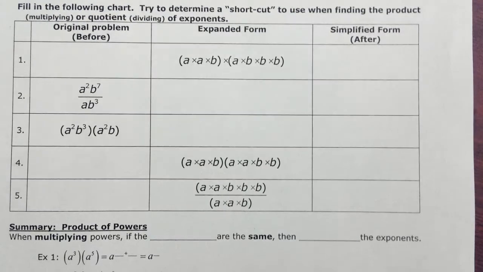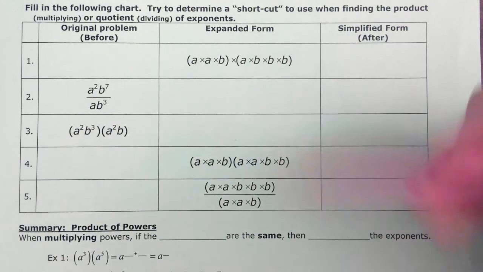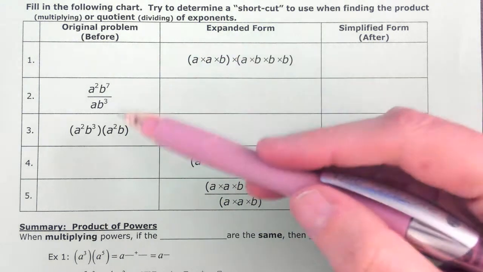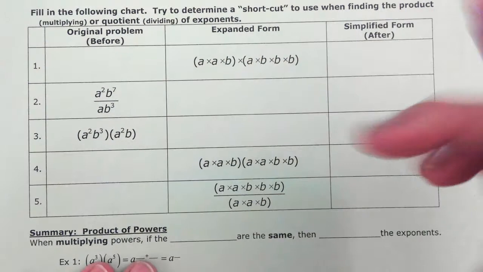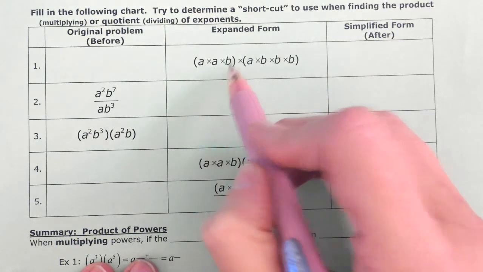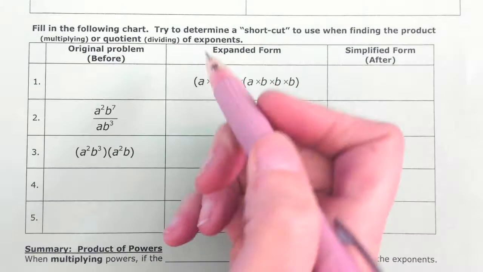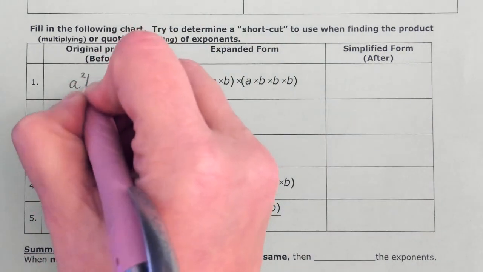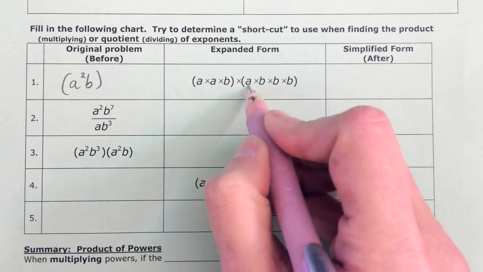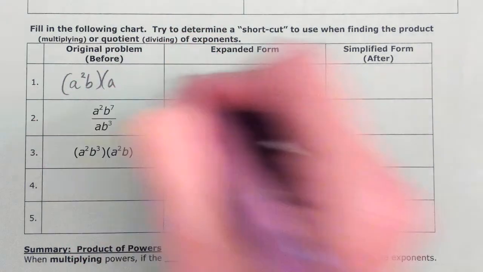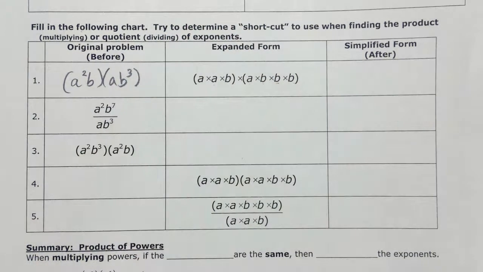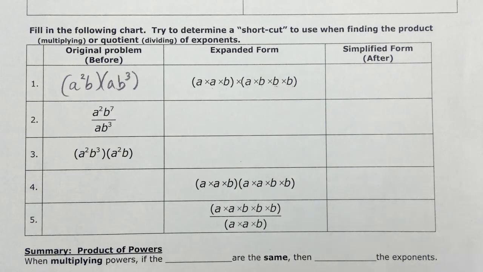Well, now we're going to learn some rules. I'm going to model a couple of them for you, and then I want you to try the last ones. So if I look at this, I have a times b, which is an expanded form. What did they expand that from? They expanded it from a squared b. The second one is a times b times b times b, which is a times b to the 3rd. So that's what it expanded to.